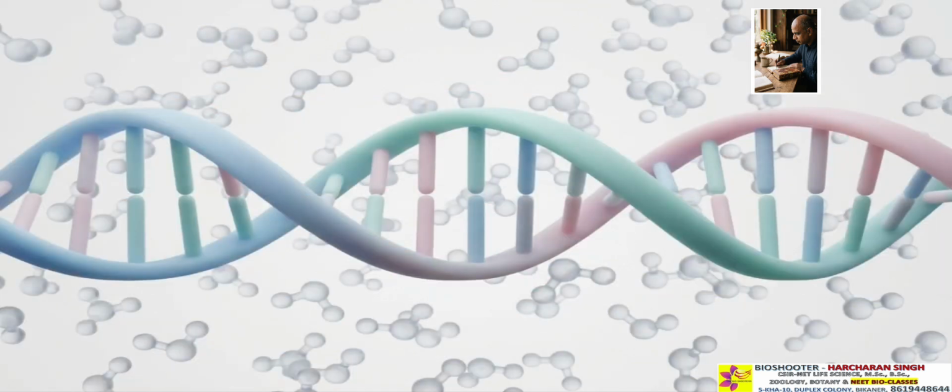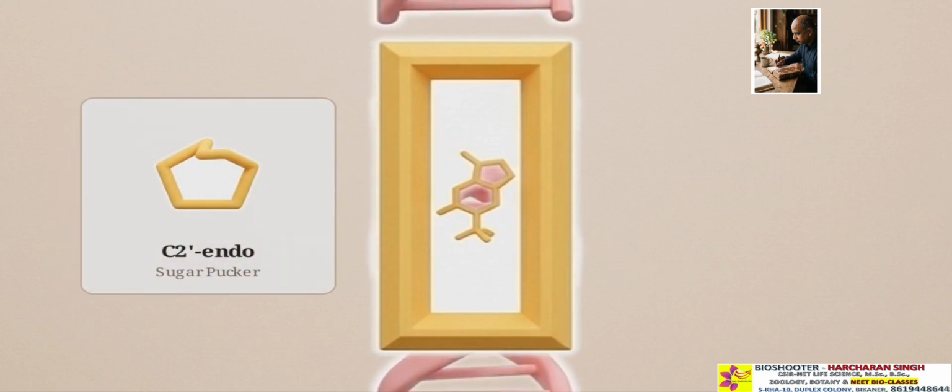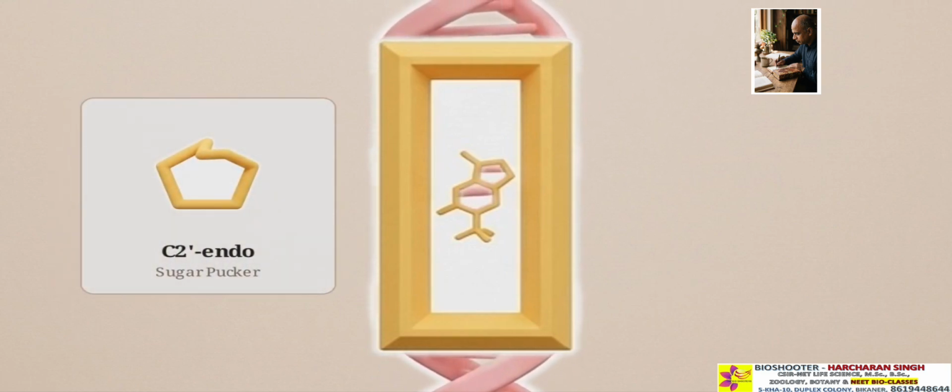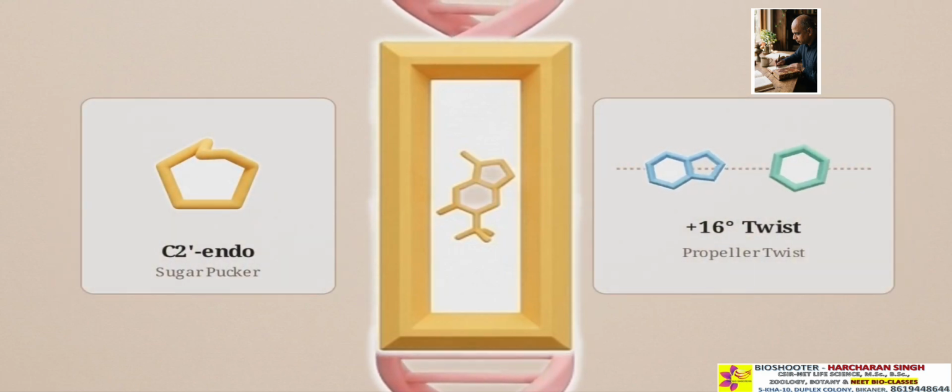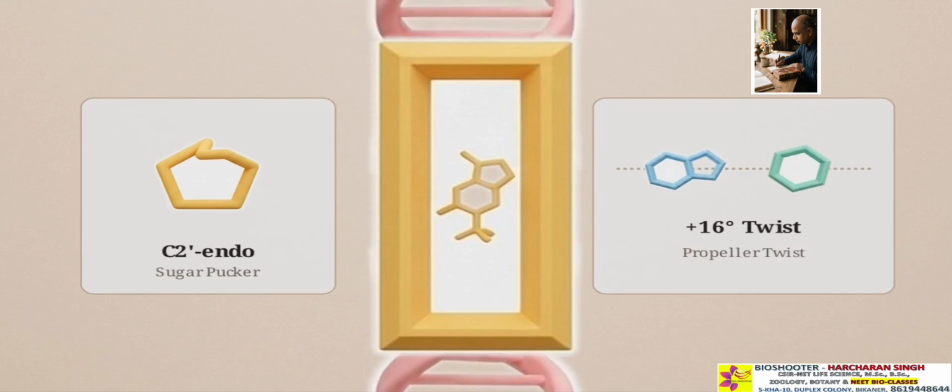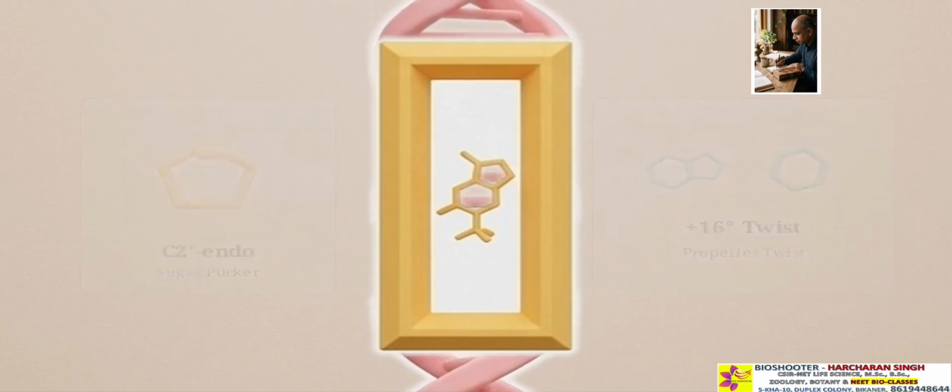Under standard, highly hydrated physiological conditions inside a cell, DNA adopts its most common configuration, B-DNA. At the atomic level, B-DNA utilizes the C2' endo sugar pucker. Base pairs exhibit a positive 16-degree propeller twist, optimizing stacking interactions. These microparameters dictate the helix's macrogeometry.